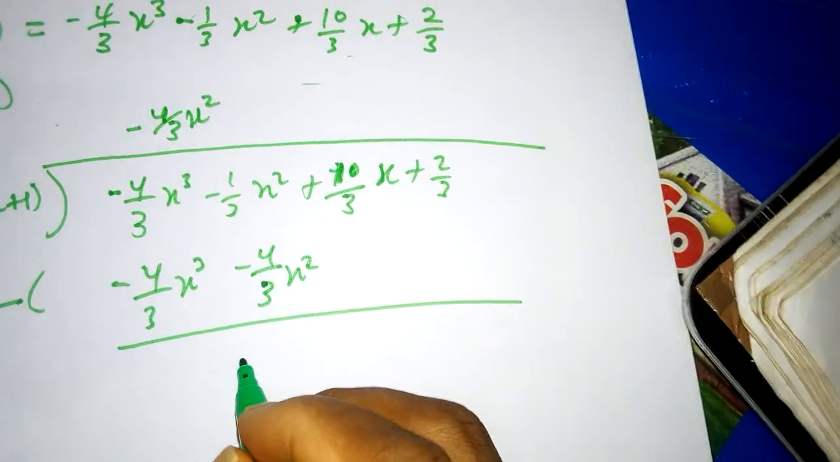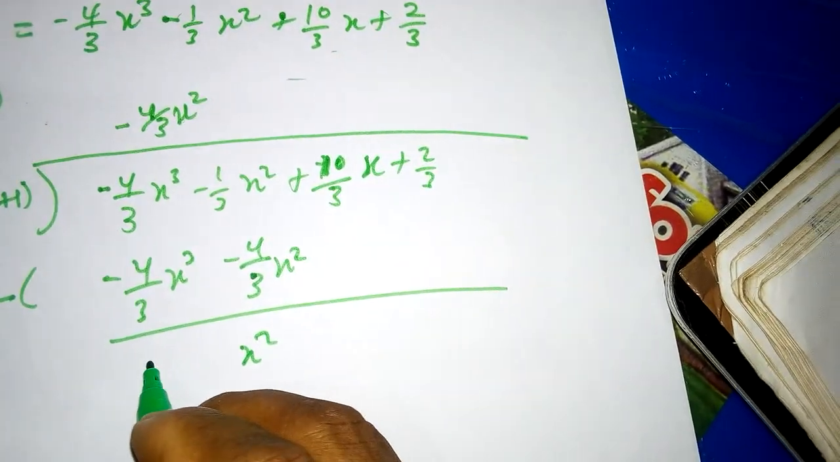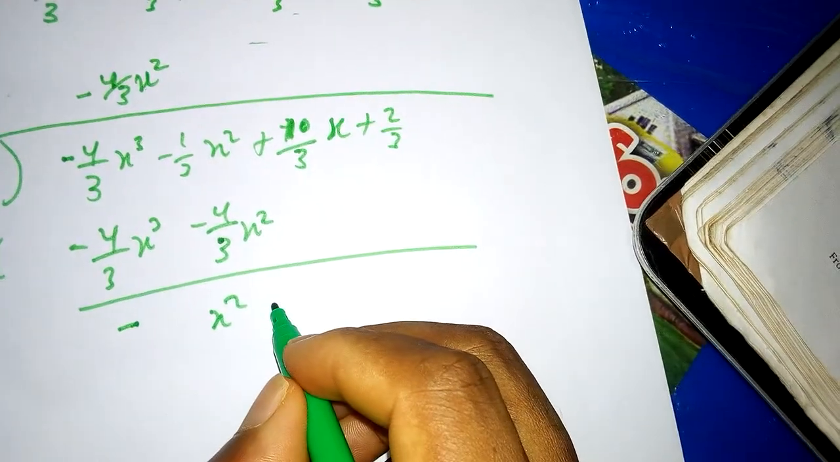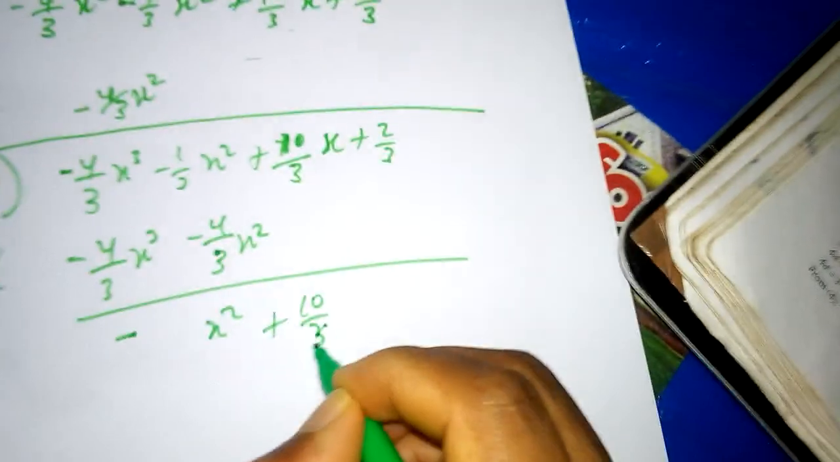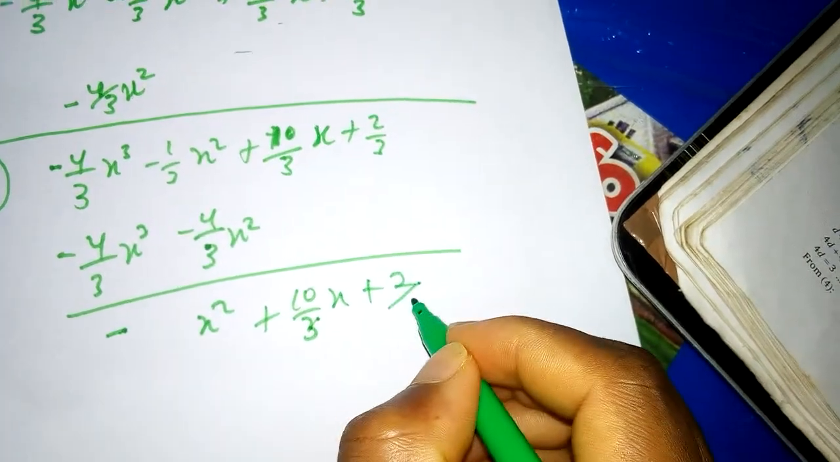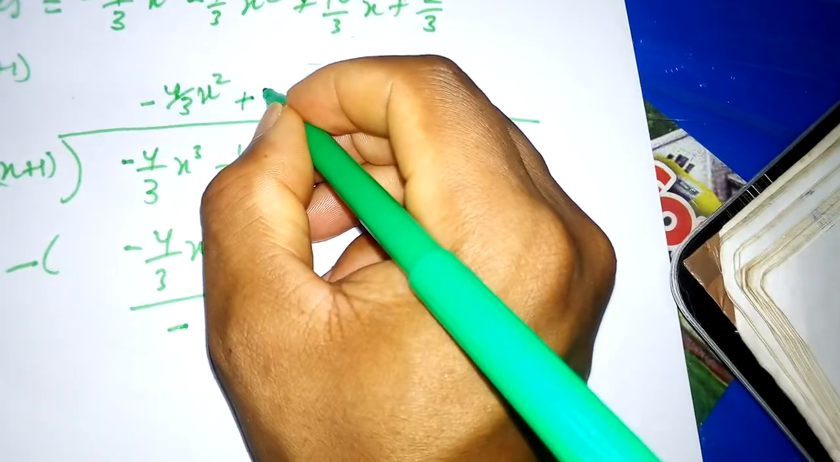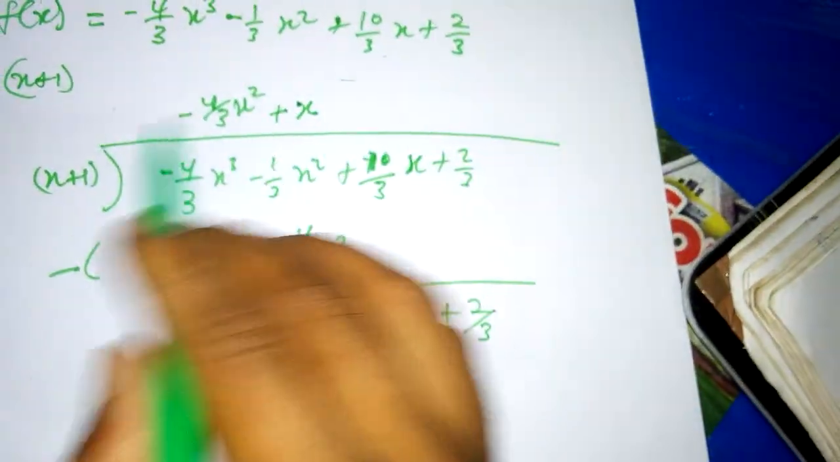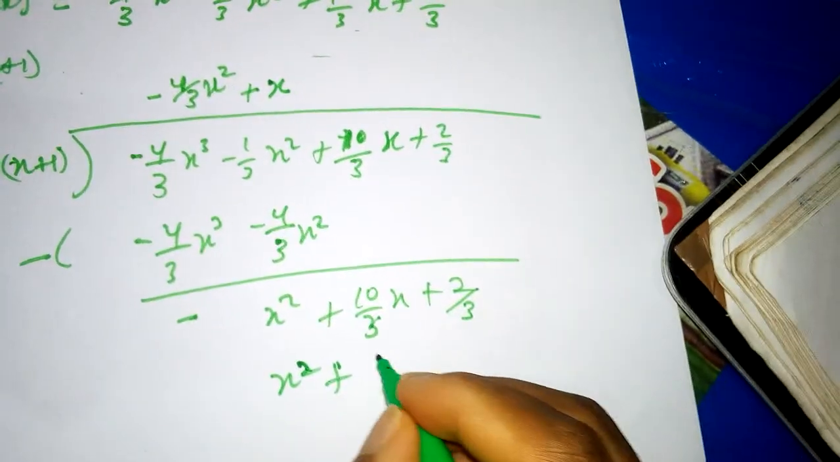I'll get x squared. This one will be 0. The first part will be 0, so that should be here. I'll get x squared. Then I'll just drop this one, 10 over 3 x plus 2 on 3. What do I need next? I need plus what? x. x times x, I'll get x squared plus x.